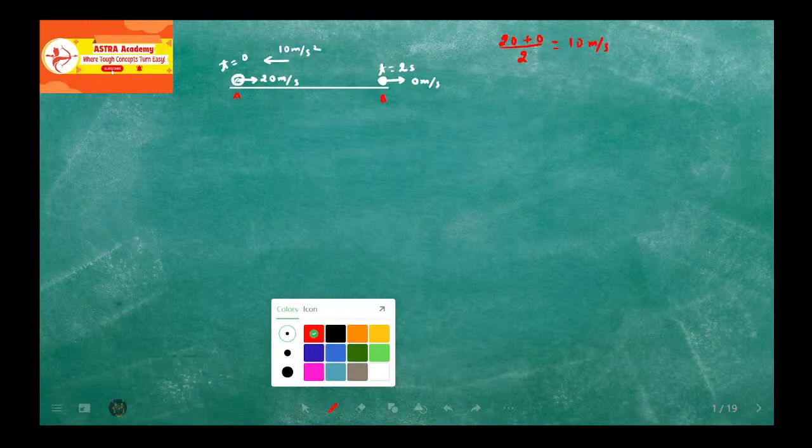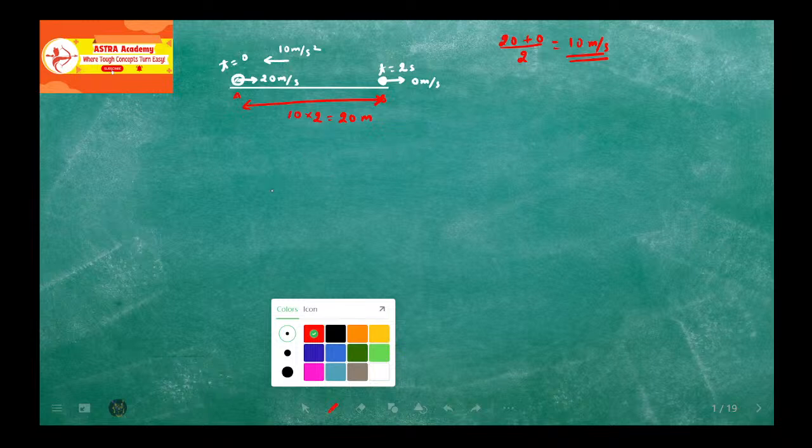So we can say that the average speed is 10 and the time is 2. So we can directly say that the displacement from A to B will be 10 into 2, that is 20 meters. Directly we can say that. Yes or no?